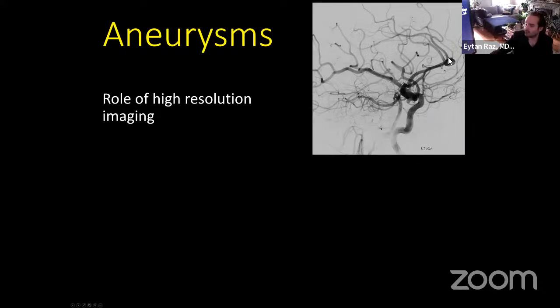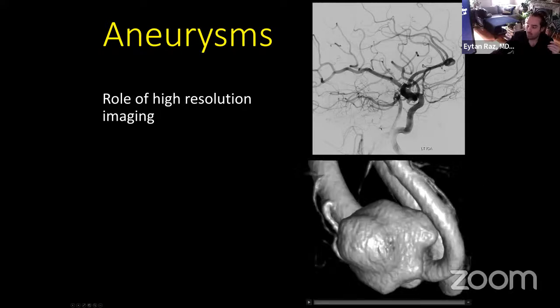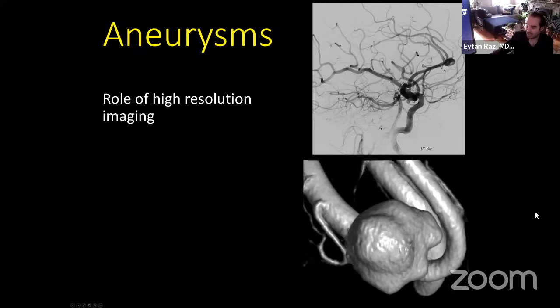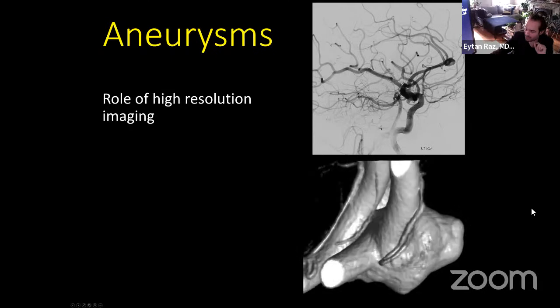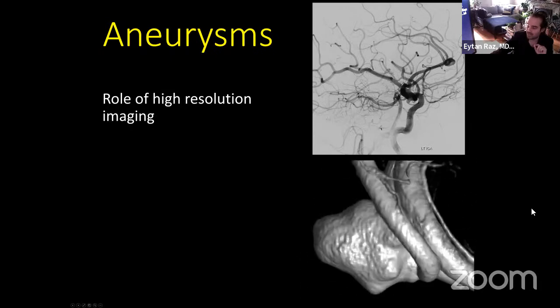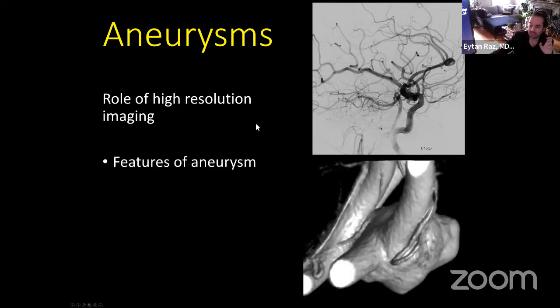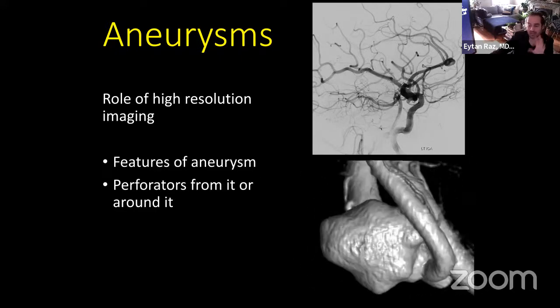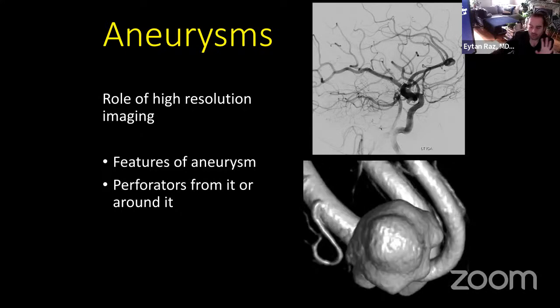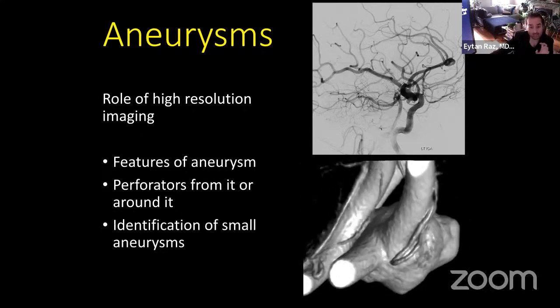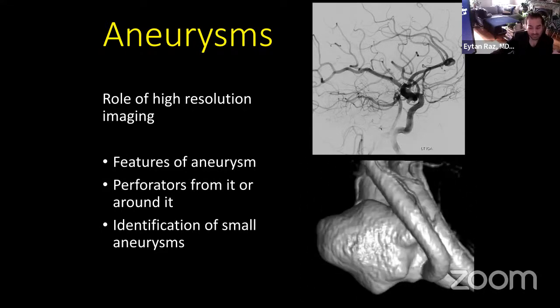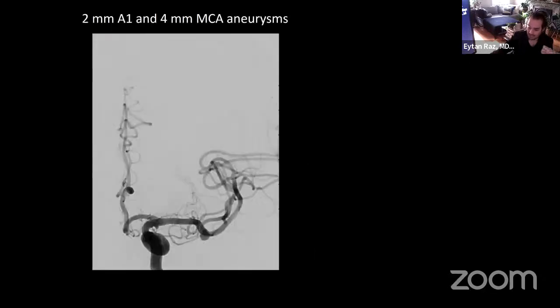As I showed you in the other example, this is another one. You have a big pericallosal aneurysm, and you don't really need to understand this much more in detail. But if you want to, this is what you can get. You can get incredibly detailed images of it. Again, it's a combination of the right protocol and the right post-processing. You can understand the features of the aneurysm, perforators from it or around it. But also there are situations where you need to identify aneurysms that are very small and otherwise you cannot.